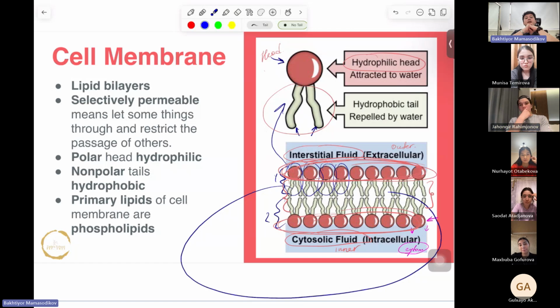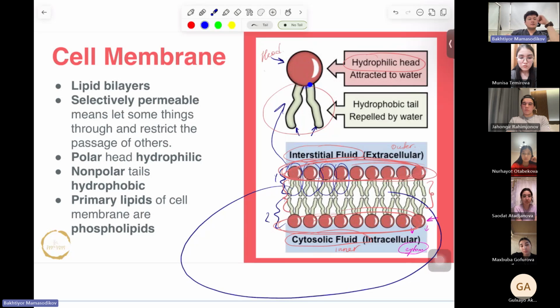The head is hydrophilic. Of course, the head is hydrophilic, not hydrophobic. Okay, and the tail is hydrophobic. Why do we call them polar or non-polar? The head is polar and the tail is non-polar.